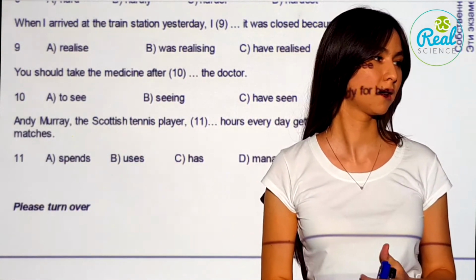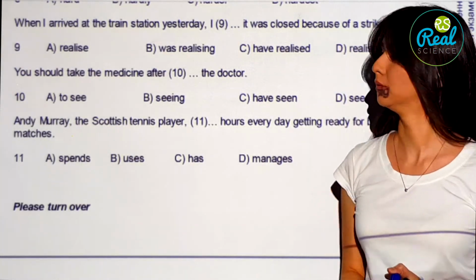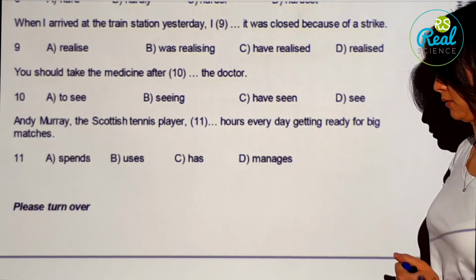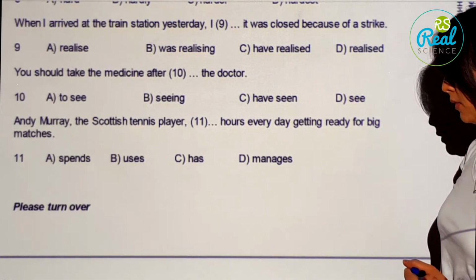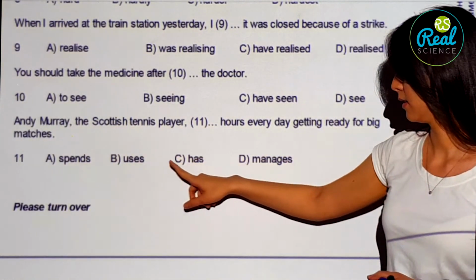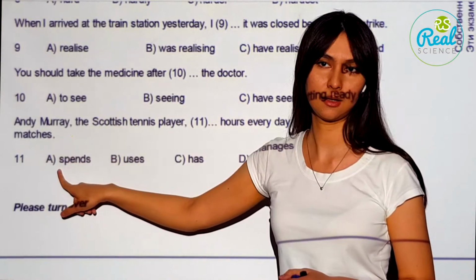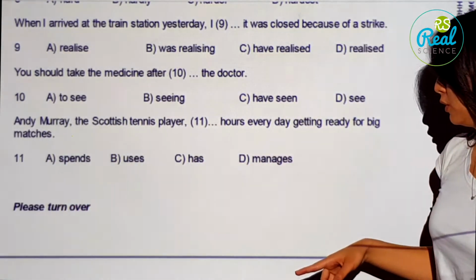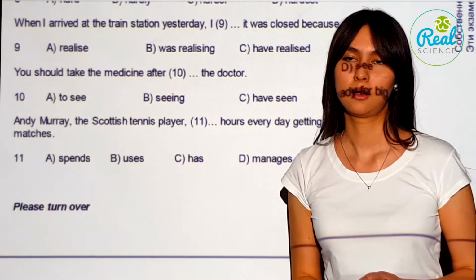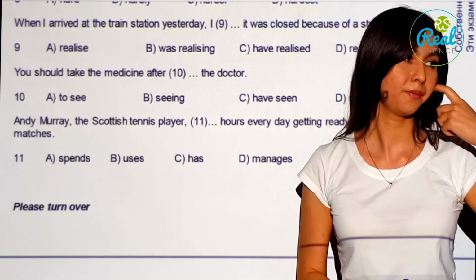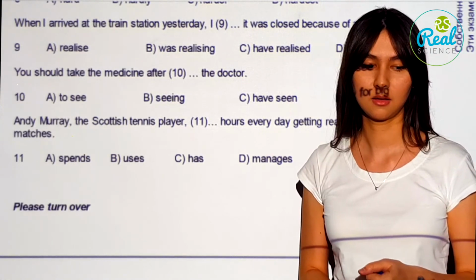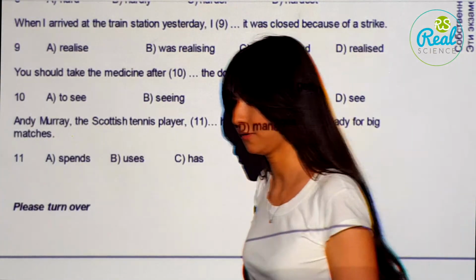11th. And the Scottish tennis player spends hours a day getting ready for big matches. So Andy Murray, the Scottish tennis player, spends. So the correct answer is A1, you think? Yes. Okay, very good. Why is it not manages? Why is it not uses? We spend hours. We spend time. Yes, you spend time. It allocates time, so it's not suitable. Okay, nice, very good.